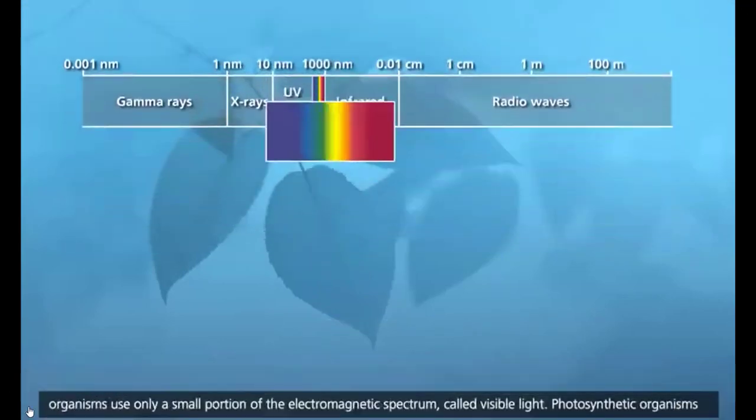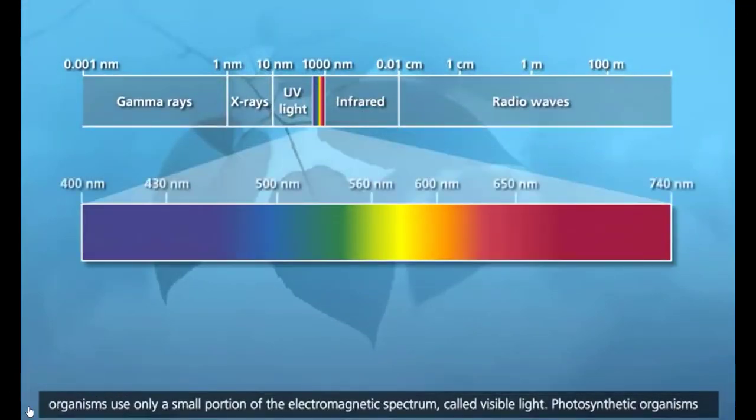Photosynthetic organisms use only a small portion of the electromagnetic spectrum, called visible light.